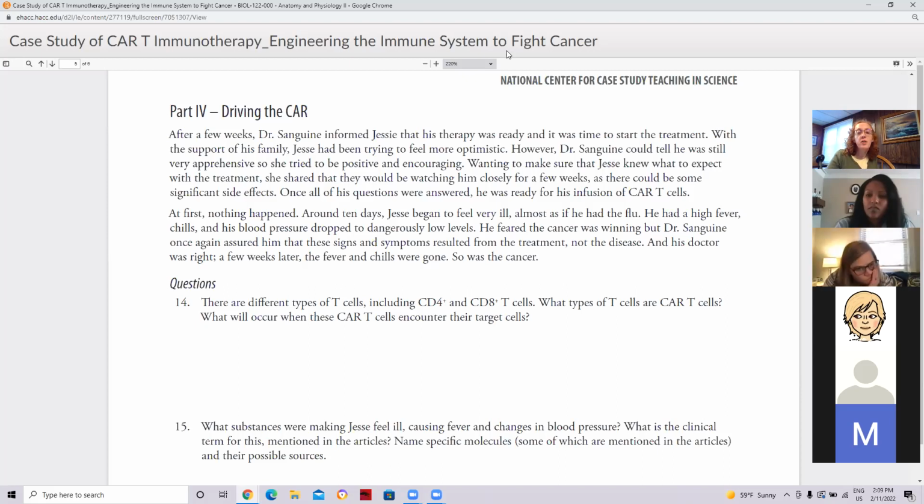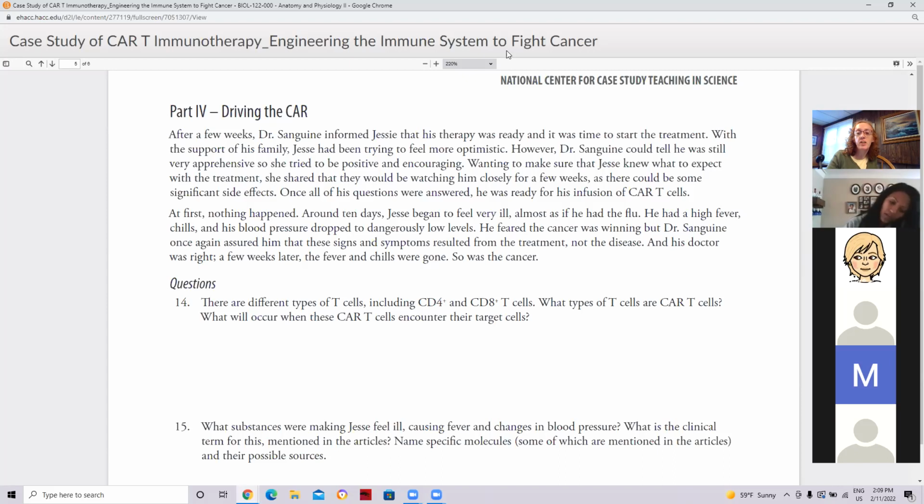At first, nothing happened. Around 10 days, Jesse began to feel very ill, almost as if he had the flu. He had high fever, chills, and his blood pressure dropped to dangerously low levels. He feared the cancer was winning, but Dr. Sanguine once again assured him that these are signs and symptoms resulting from the treatment, not the disease. And his doctor was right. A few weeks later, the fever and chills were gone. So was the cancer.